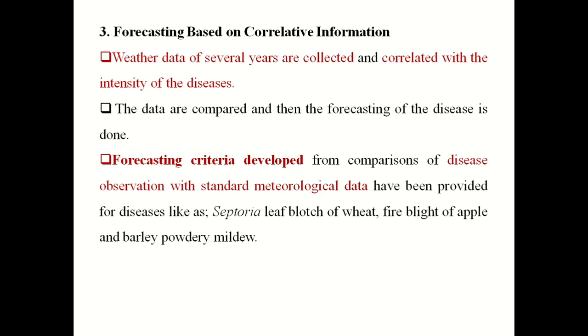Number three, forecasting based on correlative information. Weather data of several years are collected, and this weather data is correlated with the intensity of the disease. And according to this correlation, the forecasting of the particular disease is done. This type of correlative information is very helpful for the forecasting of certain diseases like Septoria leaf blotch of wheat, fire blight of apple, and barley powdery mildew.